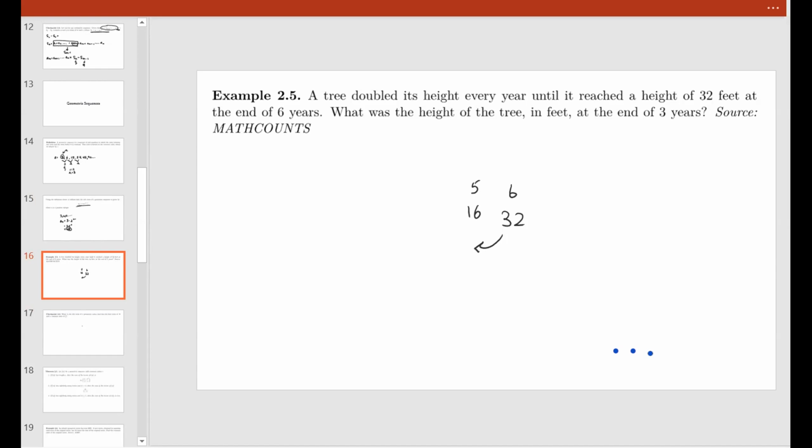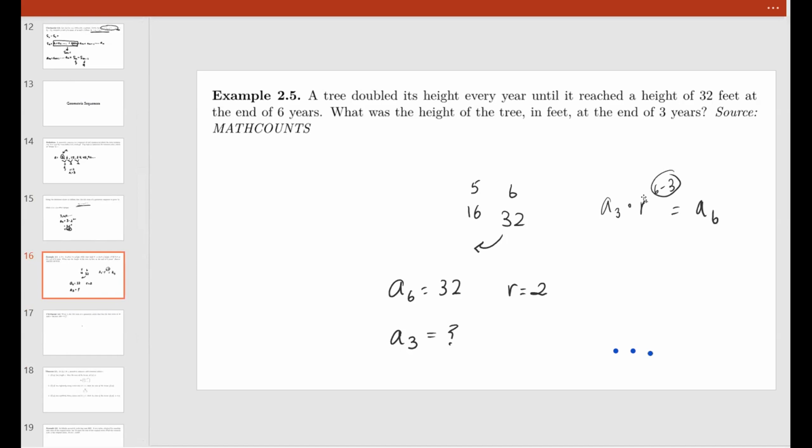So basically, if we have A6, our sixth term, is 32, and our r is 2, we want to find A3, which is the height at the end of 3 years. So basically, we have that A3 times r to the 6 minus 3 should give us A6. And we get the 6 minus 3 from this 6 and this 3. And we know that r is 2. So we get A3 times 2 cubed, which is 8. This should be A6, and we're given that this is 32. So hence we have A3, which is the height of the tree at the end of 3 years, is 32 divided by 8, which is 4 feet.